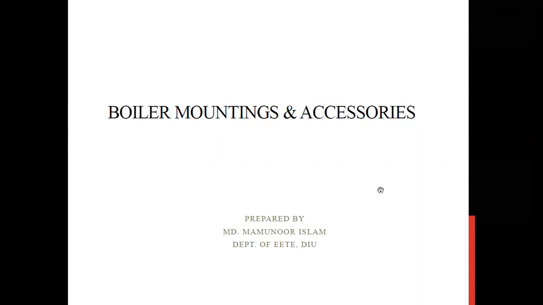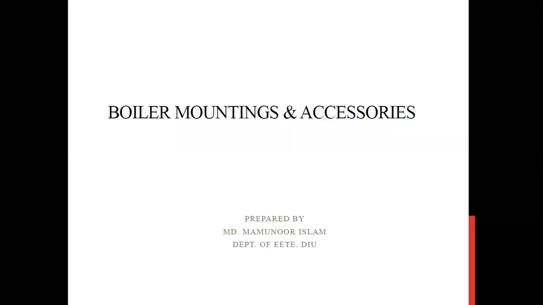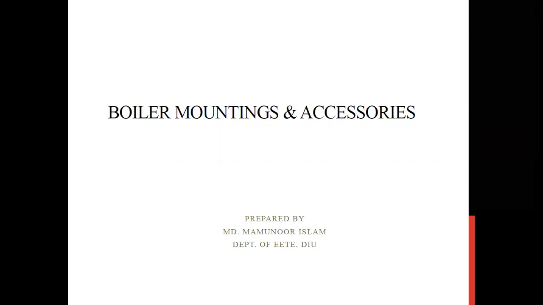So today we will continue that lecture, and we will see some of the other components of the boiler. Remember, my students, in a steam power plant the boiler is the main part because it generates steam, and by using steam we rotate our turbine. So the operation of the boiler is very important. There are some other components required to run the boiler properly.